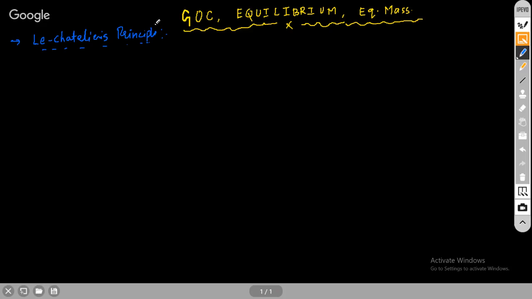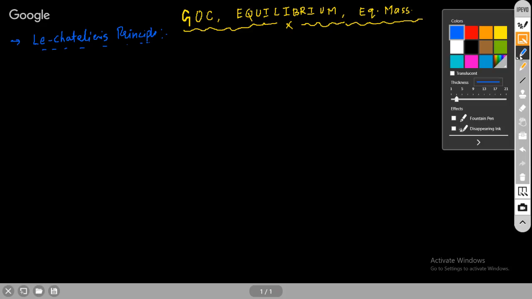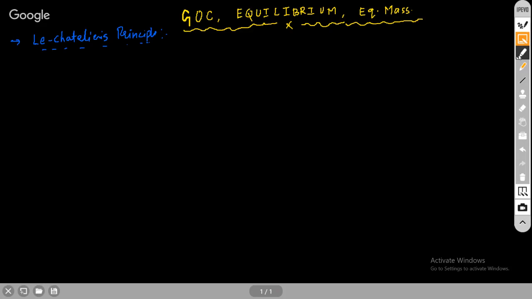So if you see the definition of Le Chatelier's principle, it is: whenever a system is in equilibrium, whenever any reaction you have is in equilibrium, and if the equilibrium condition of any process is subjected to change, then the equilibrium shifts in that direction where the effect of change will be minimized.